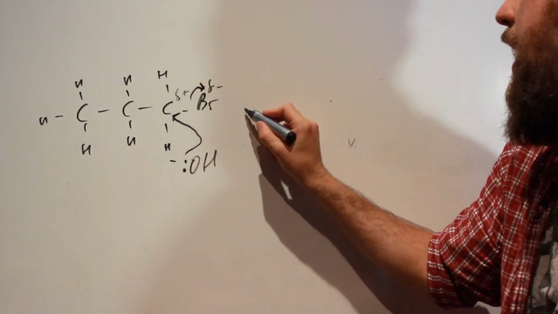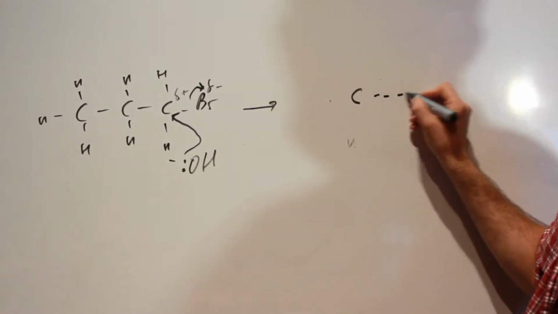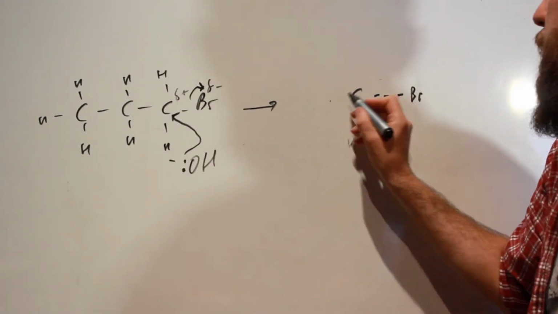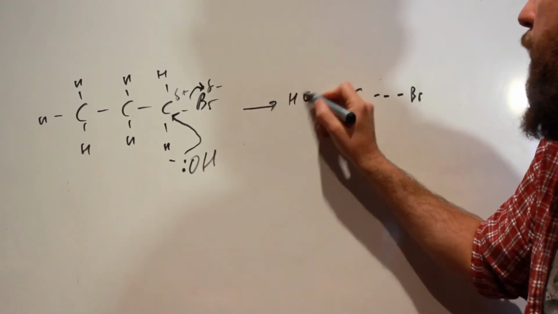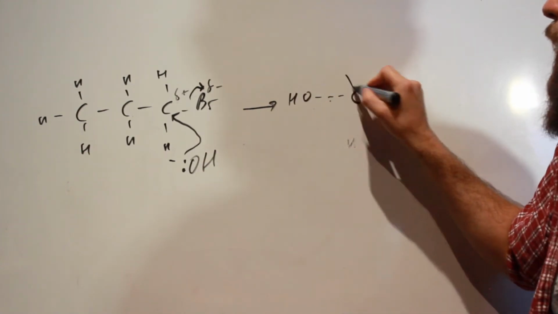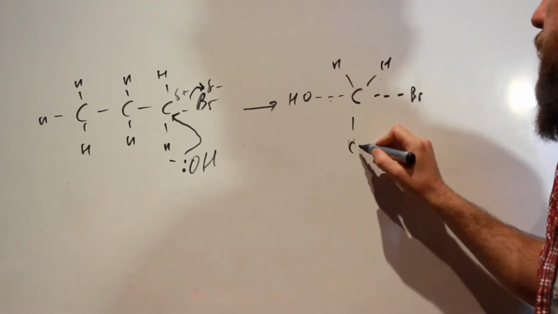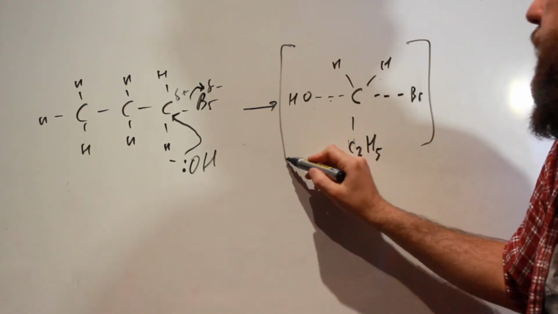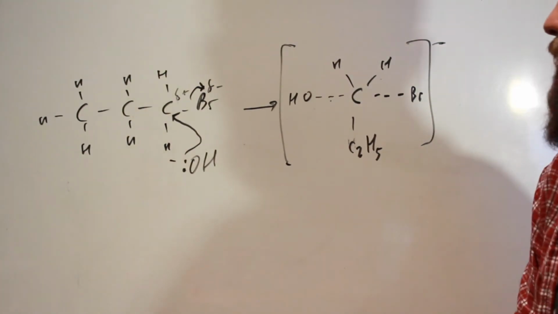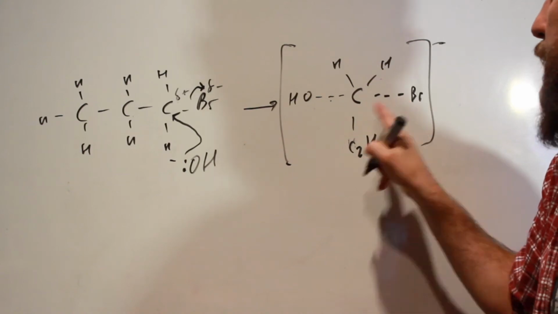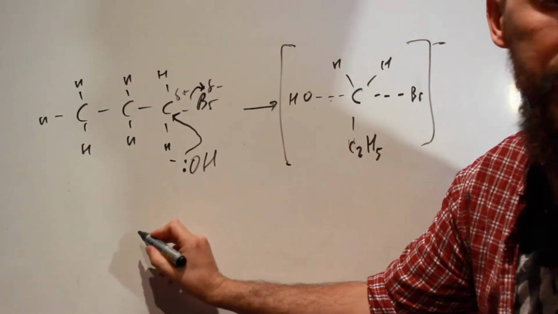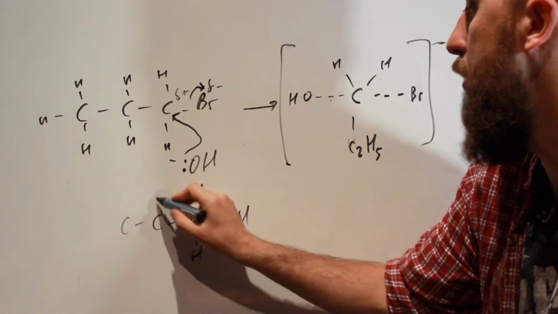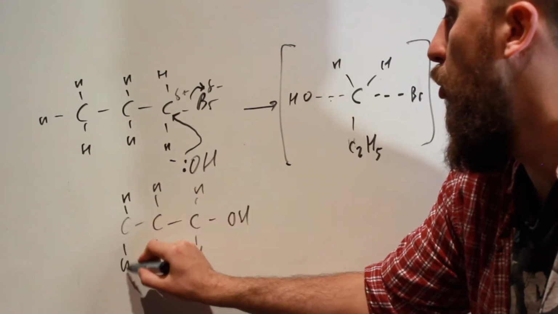And then we form our intermediate where we have the bromine bond breaking. We have the new hydroxyl bond being formed. And then we have 2 hydrogens and then the rest of our carbon chain that I'll just summarize as C2H5. So this is an intermediate, negative charge on that intermediate, and then eventually the bromine bond breaks, completely severs, the hydroxide bond forms, and we end up with the substitution reaction from 1-bromopropane to 1-propanol or propan-1-ol.